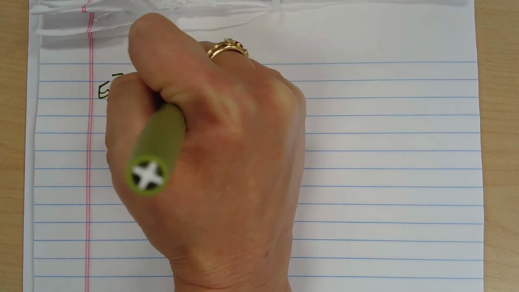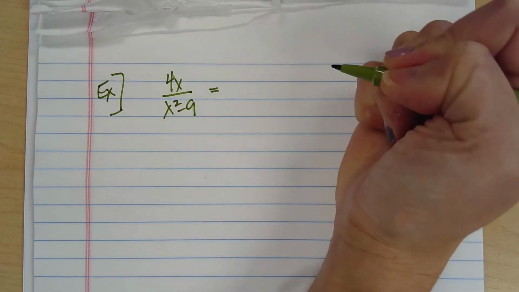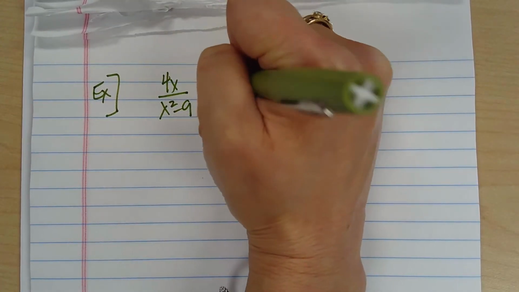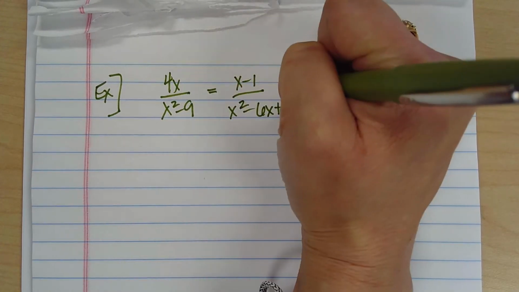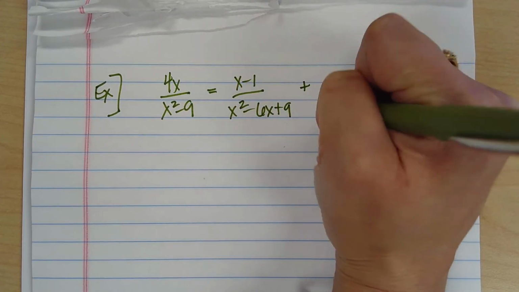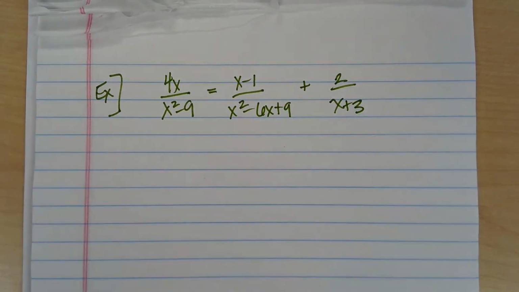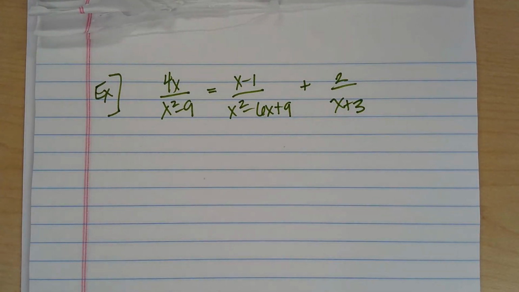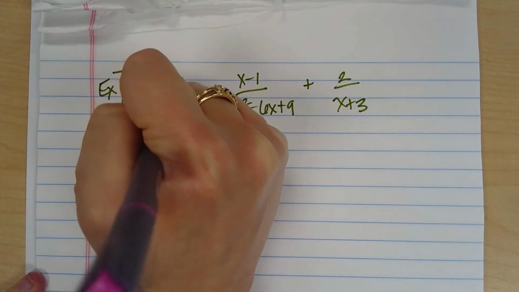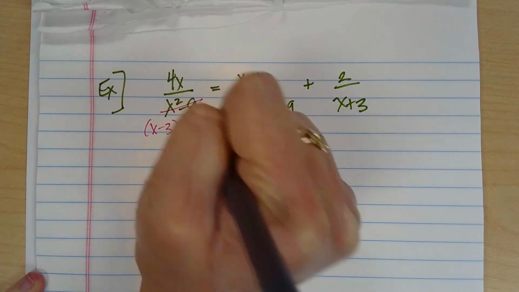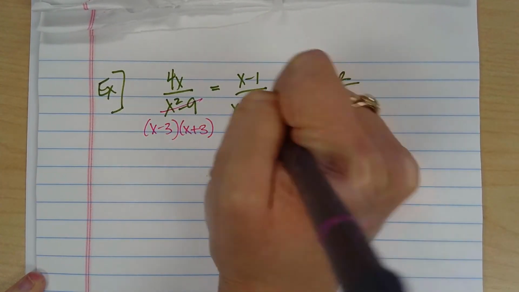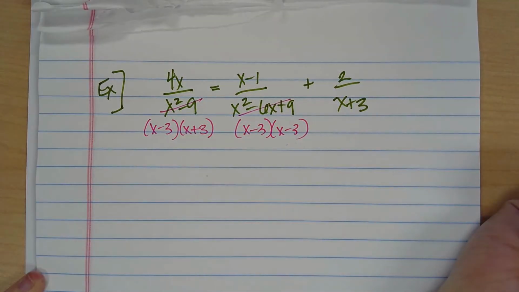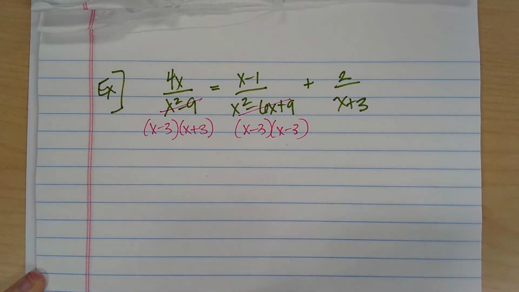So let's start with this rational. So 4x over x squared minus 9, x minus 1 over x squared minus 6x plus 9, and then add 2 over x plus 3. So obviously this one's a little bit more involved. So your first rule of thumb is to go ahead and factor everything. So let's factor that denominator. Let's factor this one. And then that one obviously doesn't need to be factored. It's already in simplest form.